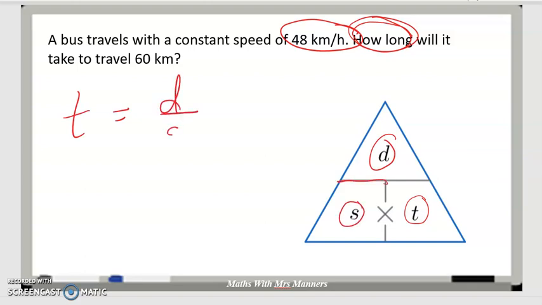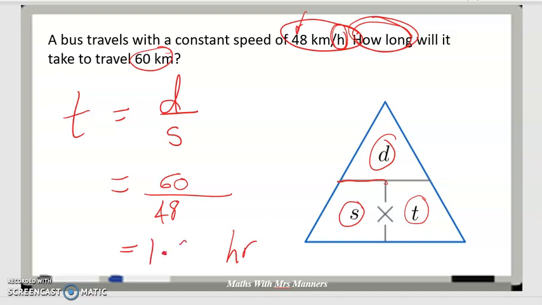So I'll just write that out. Now the distance, well, we want to travel 60 kilometers. And the speed is 48 kilometers per hour. Now, when I get my time answer, because this is in kilometers per hour, it's clear that the answer I'm going to get will be in terms of hours. So if I divide the 60 by the 48, it's going to take me 1.25 hours. So it's going to take me over an hour to travel this 60 kilometers.